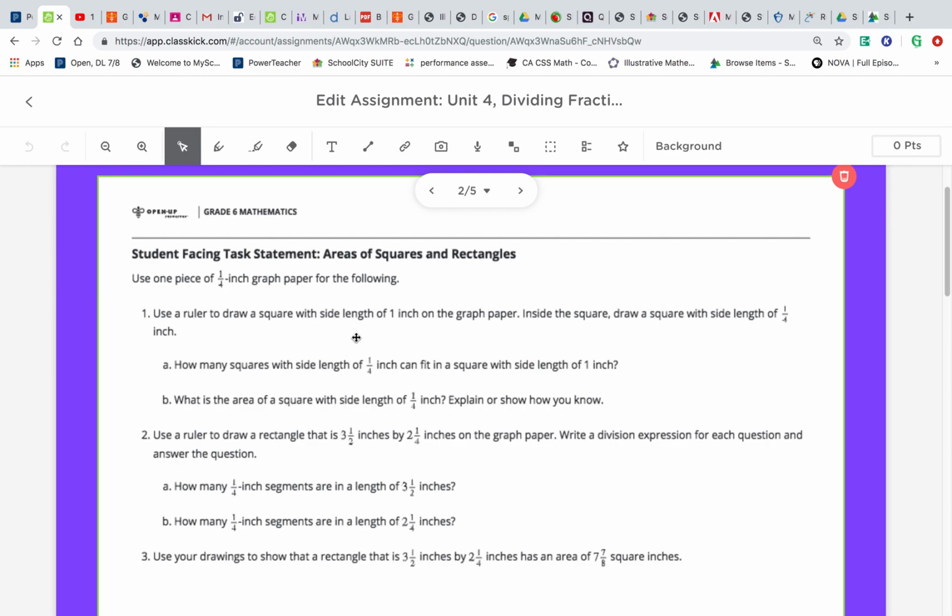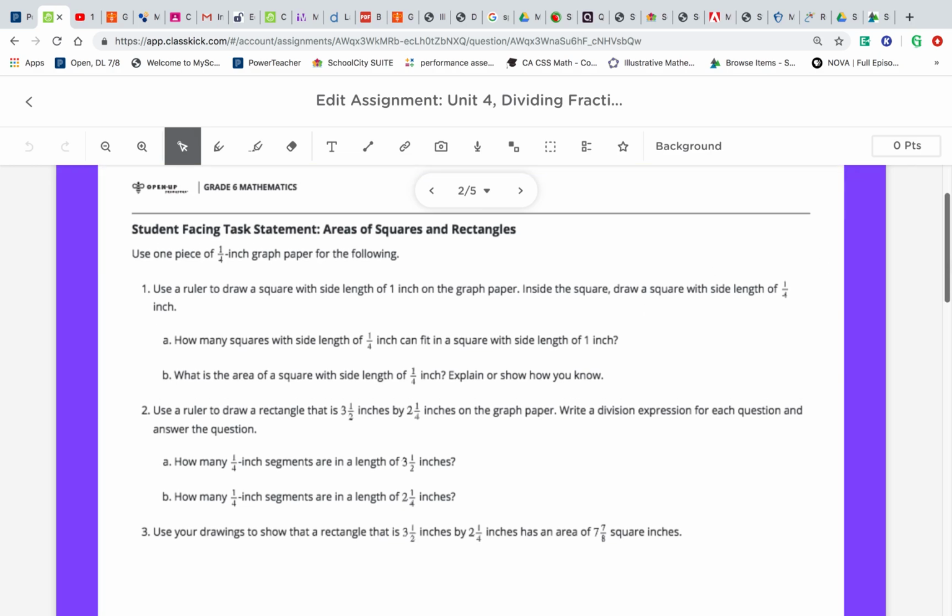You're going to be making the drawings here. You can see the directions that they ask you to follow here. I'm going to go over this with you to make sure you have been able to answer the questions correctly. So for question number 1A, it says how many squares with side length of 1/4 inch can fit in a square with side length of 1 inch?